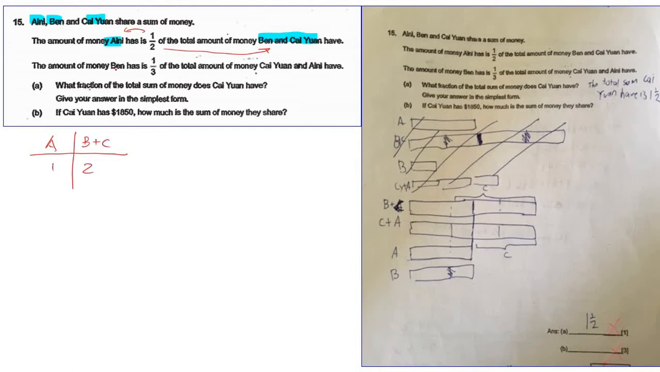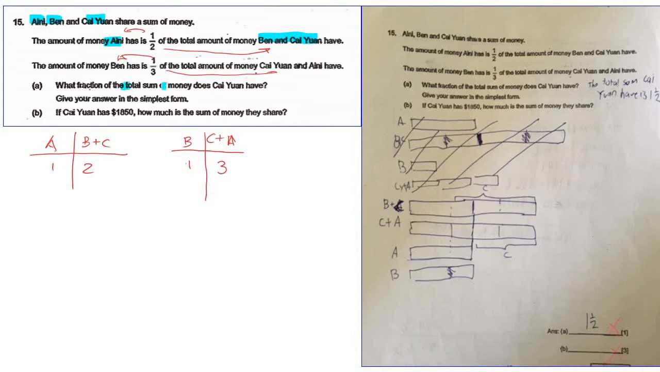Okay, then the other one is the amount Ben has. So Ben is, in this case, these are all fractions, you know it's a fraction, okay? Is the total amount of Cai Ying and Anna and S. Okay, so it's 1 over 3. So what fraction of the total sum of money does Cai Ying have?